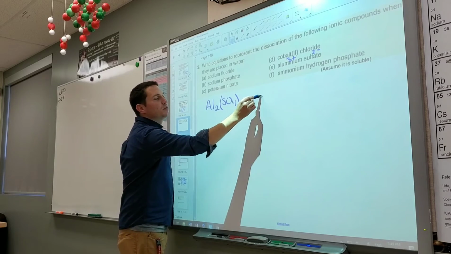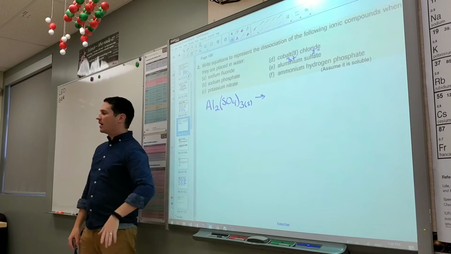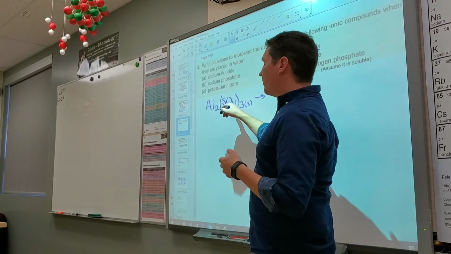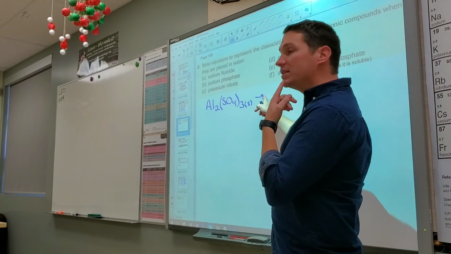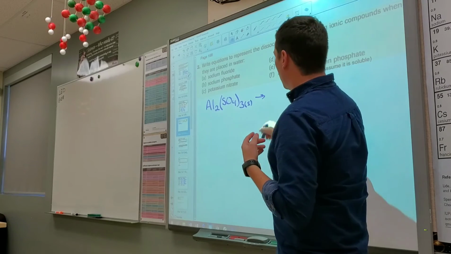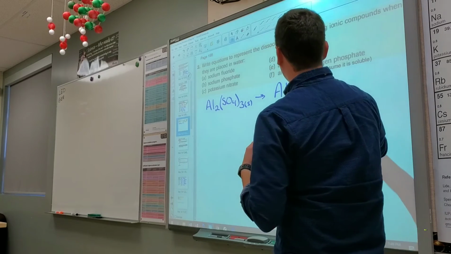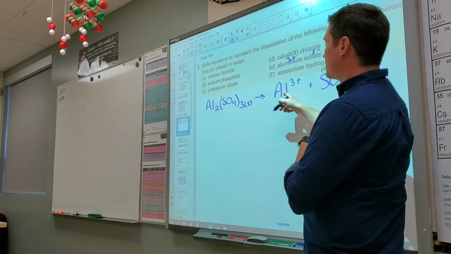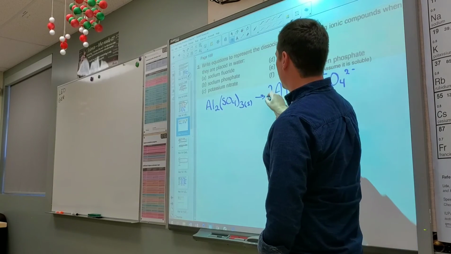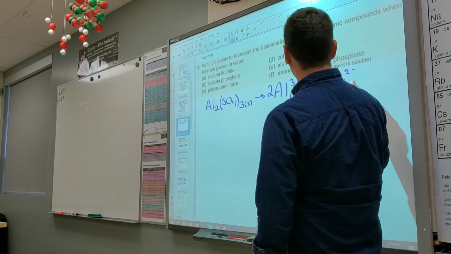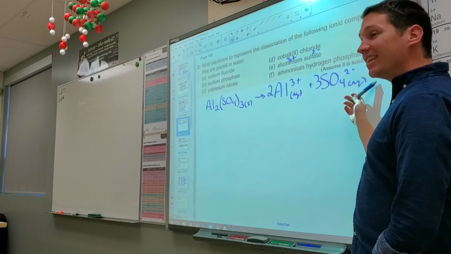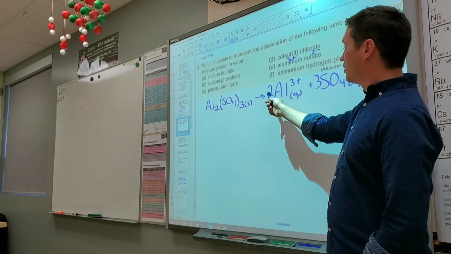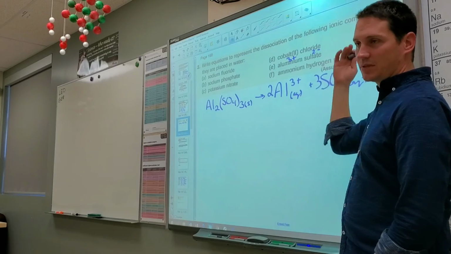Okay, please, please, please. Everything should have a state of matter from now on. There's no excuses. Aluminum sulfate is an ionic compound, so it's solid. Then when we dissolve it in water, what's going to happen? The aluminum ions and the sulfate ions are going to split away from each other, right? So how many aluminums and how many sulfates are we going to get? Two aluminums and three of those, and we just say aq, aq. Does the whole right hand side add up to a total charge of 0? Positive 6 and negative 6 add up to be 0, so we're good.